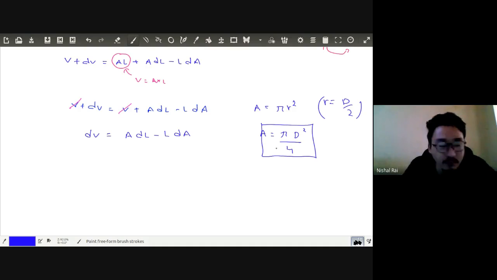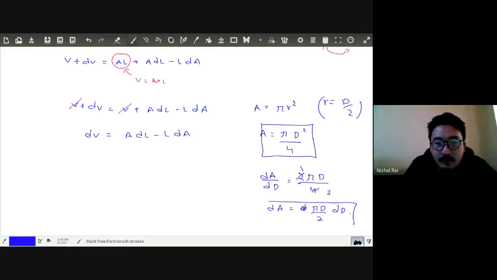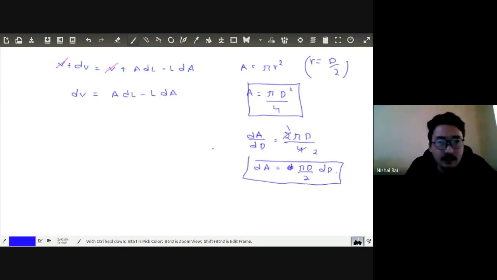So your dA will be what? If you take the differentiation of this with respect to diameter, because we want dA, it will be twice pi d divided by 4. 2 twos are 4. So basically dA will be pi d by 2 times dD. So we'll substitute this over here.